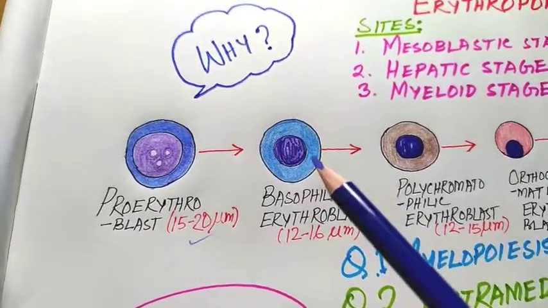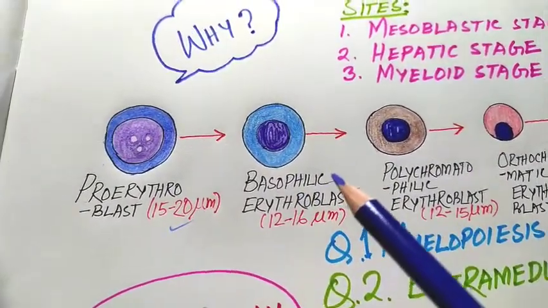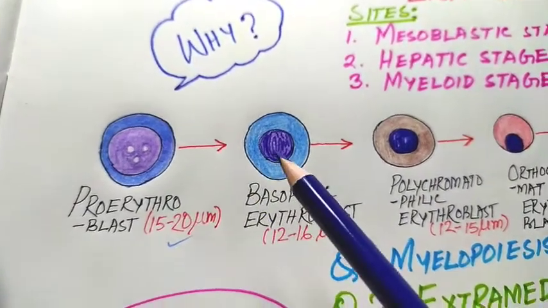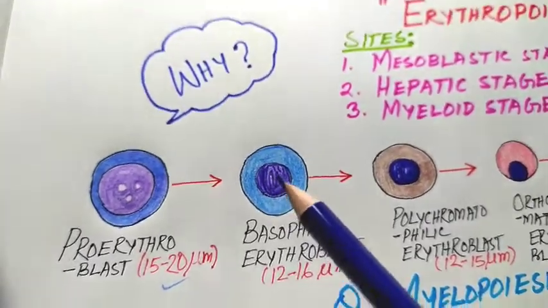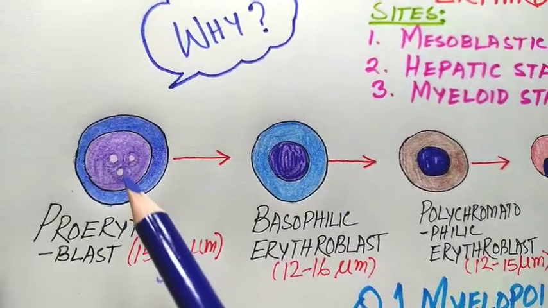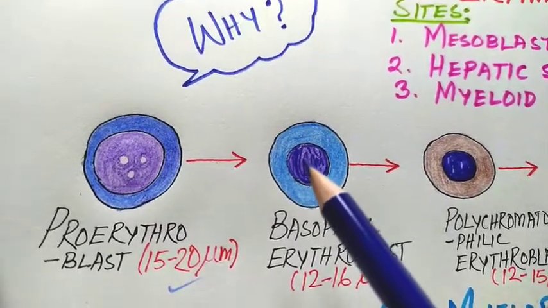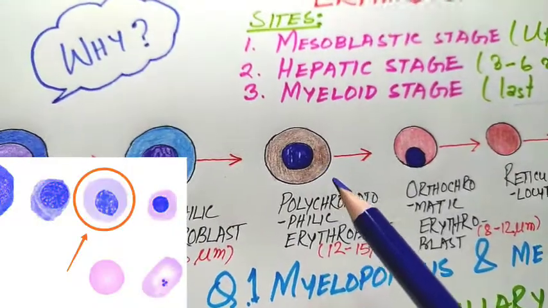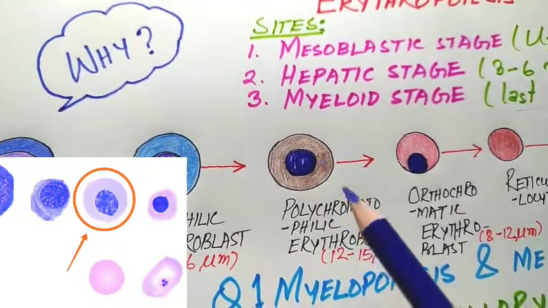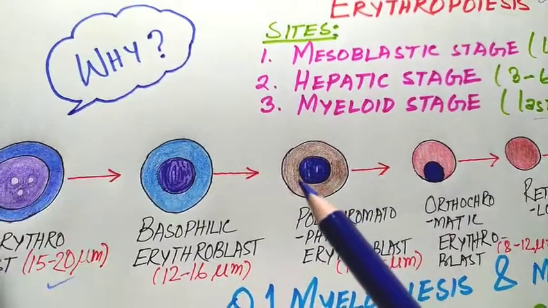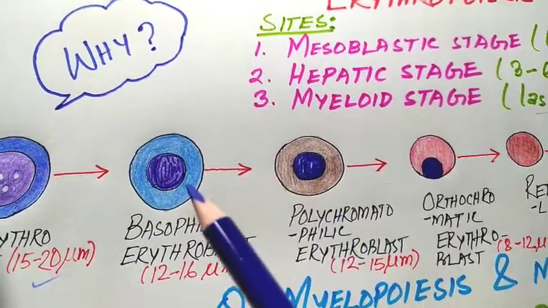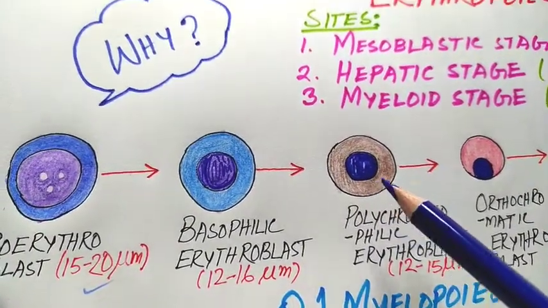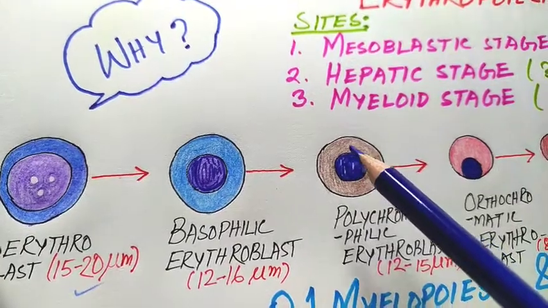And here comes the basophilic erythroblast. Basophilic means blue. The cytoplasm is light blue in color, but the nucleus is more condensed, and the size of the nucleus is smaller than the proerythroblast, and the chromatin is a bit clumped. Now comes the stage of polychromatophilic erythroblast. Polychromatophilia means there is a mixture of colors. That means the color is changing from blue to gray. It is due to production of hemoglobin.